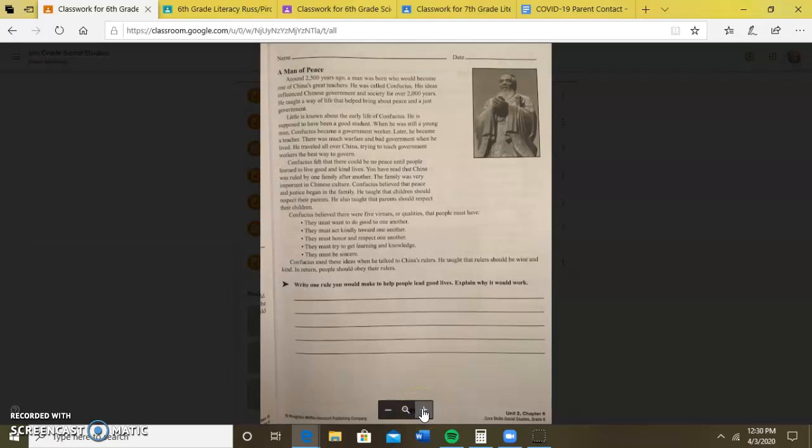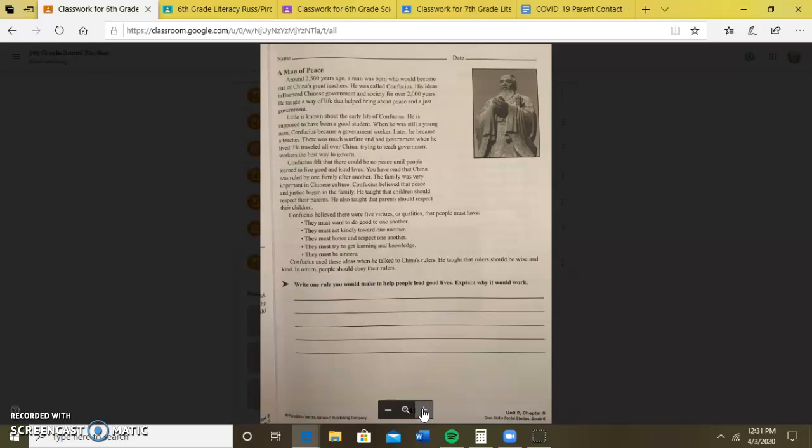A man of peace. Around 2,500 years ago, a man was born who would become one of China's great teachers. He was called Confucius. His ideas influenced Chinese government and society for over 2,000 years. He taught a way of life that helped bring about peace and a just government. Little is known about the early life of Confucius. He is supposed to have been a good student.